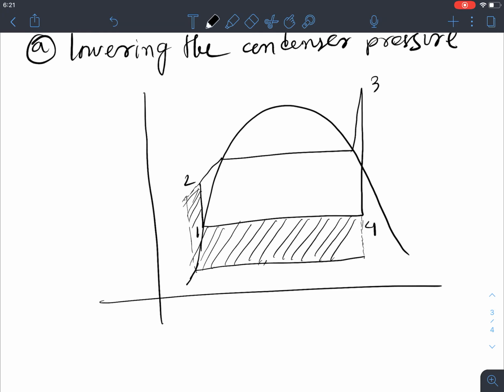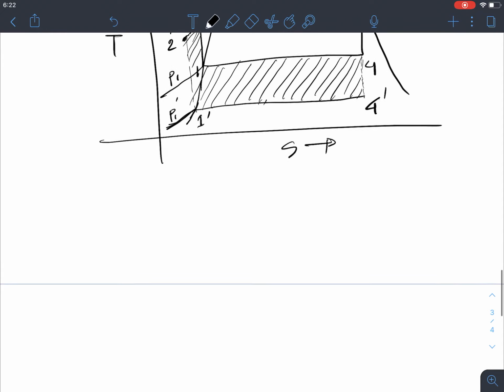Now you can see that if we decrease the condenser pressure, this is 4 prime, this is 1 prime, and this is 2 prime. In this case the pressure was P1, however in this case the pressure is P1 prime. So if we can reduce the pressure at the condenser, we can increase the cycle efficiency.